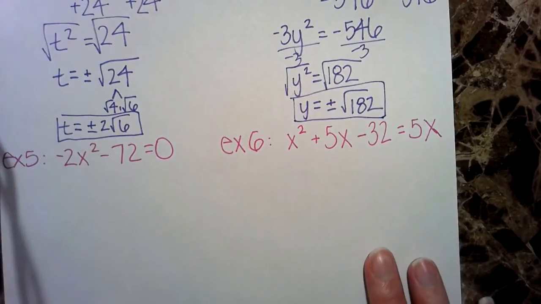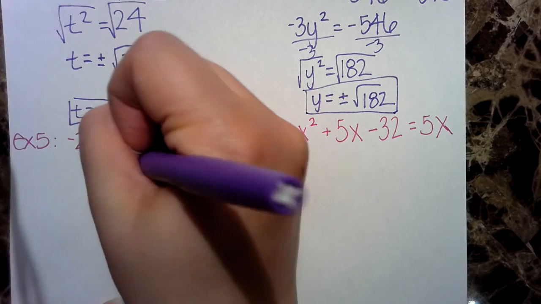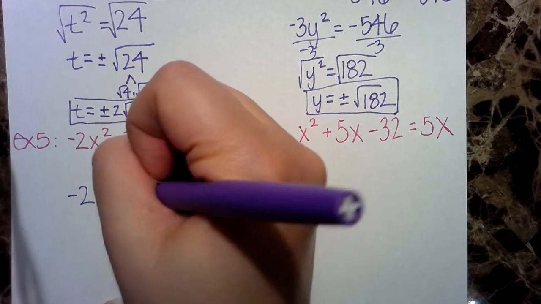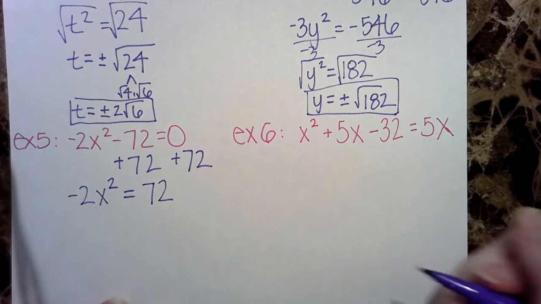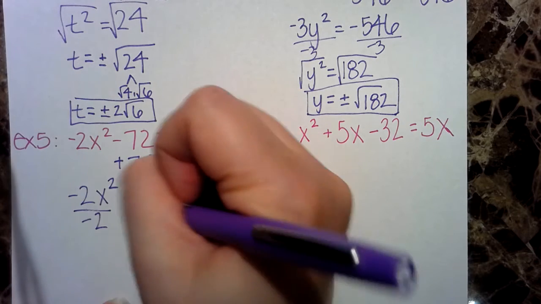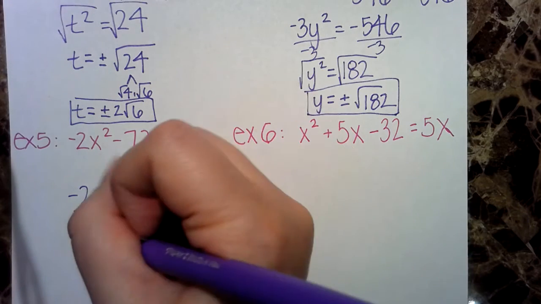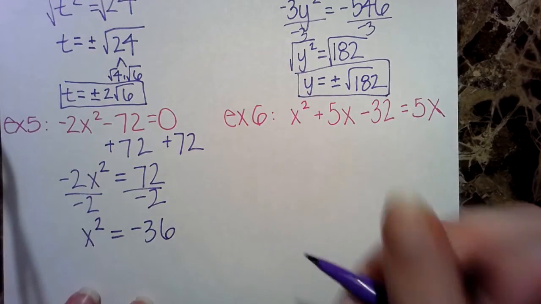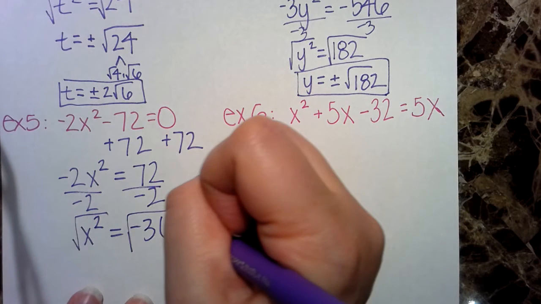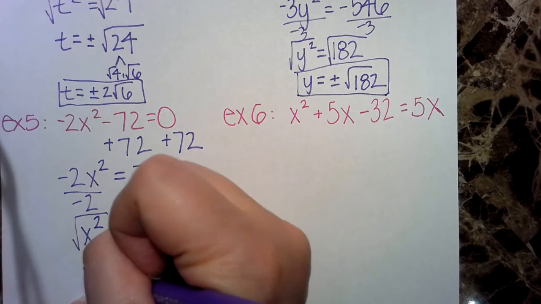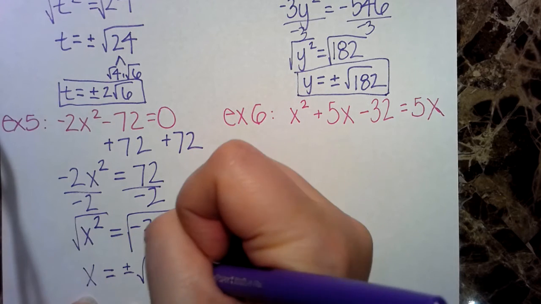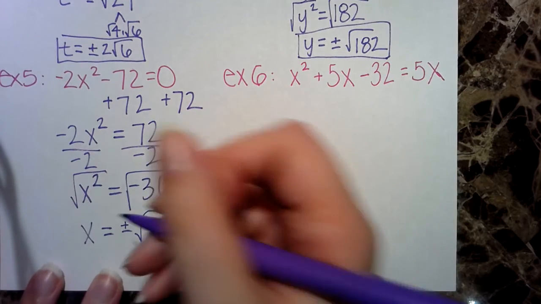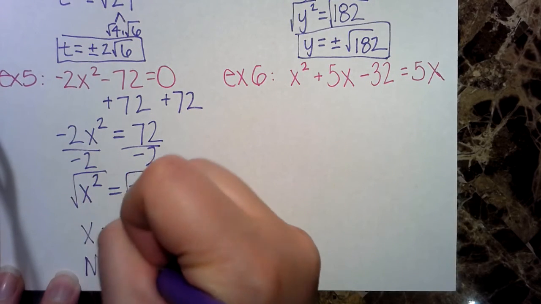Okay, my next one, I'm going to add 72 to both sides. Now I get negative 2x squared equals a positive 72. I'm going to divide by negative 2 on each side, and I'm going to get x squared equals a negative 36. Now, if I take the square root of both sides, you're going to notice that x equals plus or minus the square root of negative 36. That can't happen, so this would actually just be no solution.